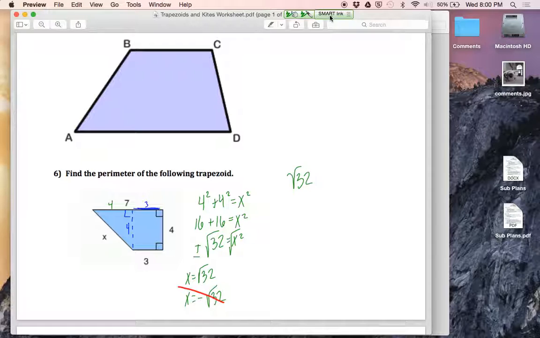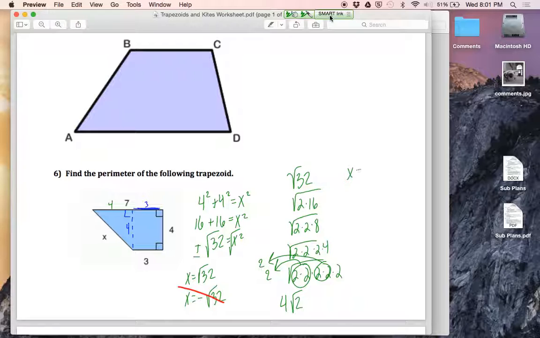So square root 32, same thing as 2 times 16, which is 2 times 2 times 8, which is 2 times 2 times 2 times 4, which is 2 times 2 times 2 times 2 times 2. Okay, now simplifying, I know that 2 times 2 is 4, and the square root of 4 is 2. So out comes a 2 for that, and same thing here, out comes another 2. So 2 times 2 is 4 on the outside, and I'm left with this 2 on the inside. So I get that x equals 4 square root 2.